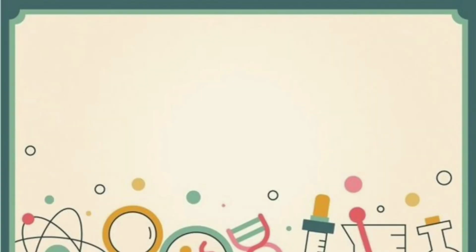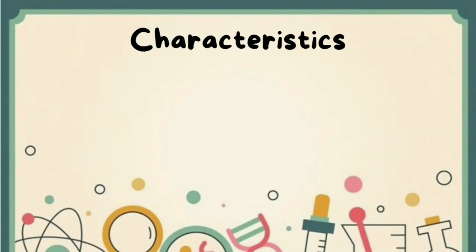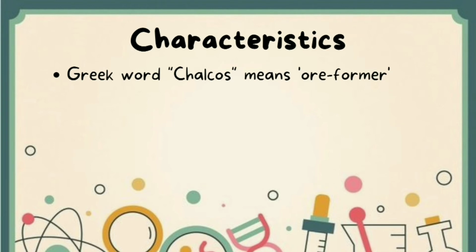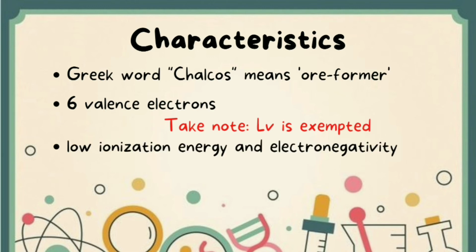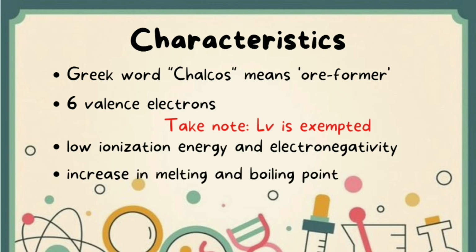Characteristics of chalcogens. The elements under the chalcogens have 6 valence electrons. Except livermorium, they can participate in covalent bonding or gain 2 electrons. They also have low ionization energy and electronegativity. There is also an increase in their melting and boiling points.